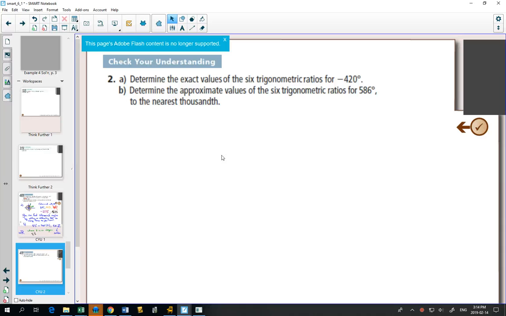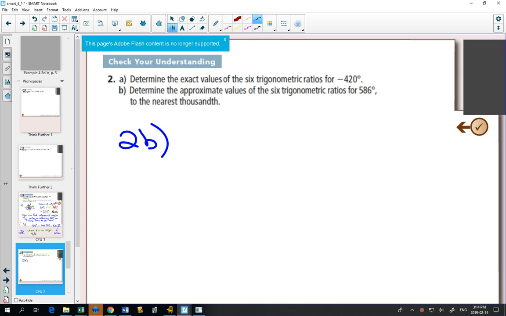In this unit, we are going to do a unit circle project, and some of the questions that come up in the notes, like 2A, make more sense to do after we're done that project. So we're going to skip 2A right now and just do 2B. Okay? So question 2B, determine the approximate values of the 6 trig ratios for 586.